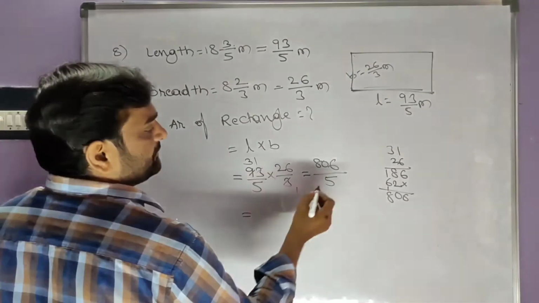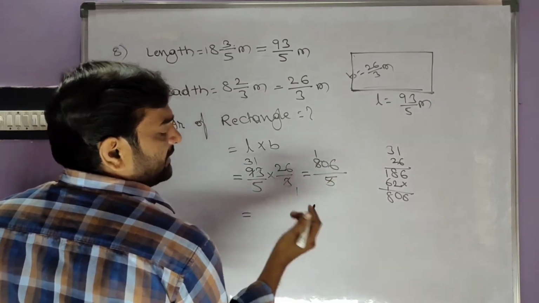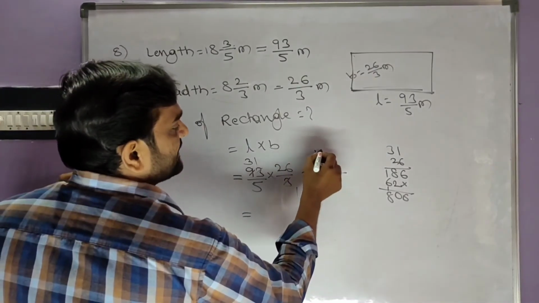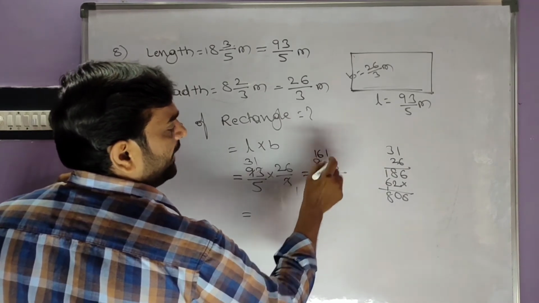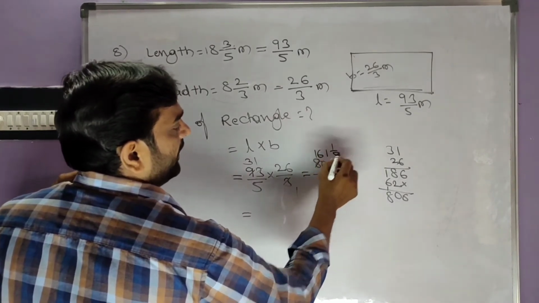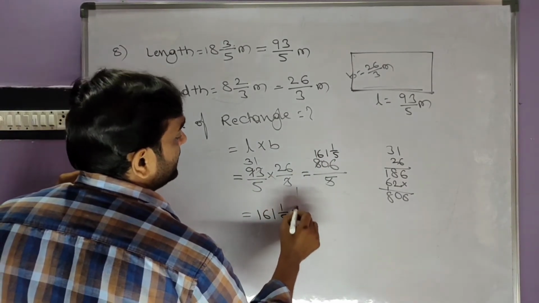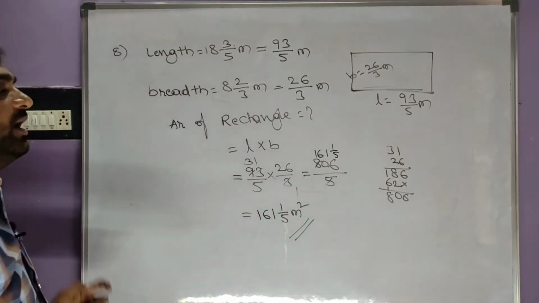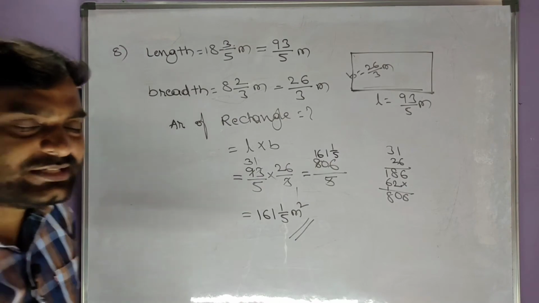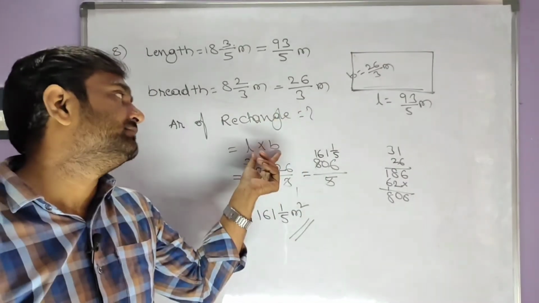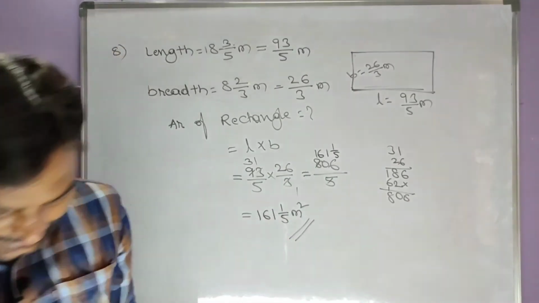Okay. Nothing but 5 ones are 5. 6 7 8. 30. 5 sixes are 30. Okay. Completed. 6 remaining. 5 ones are 5. 1 remaining. 1 by 5. Totally we got 161 1 by 5 meter square. That's the area of a rectangle for given length and breadth. Okay. What is the area of rectangle? Length into breadth. Okay. This is the length and breadth. Multiply those two, you will get the area of a rectangle.